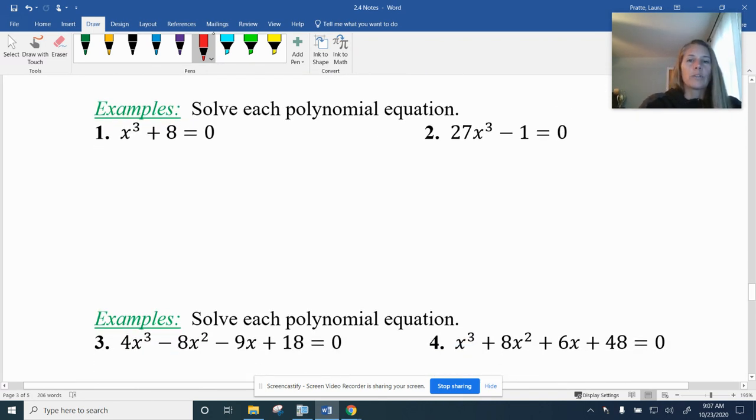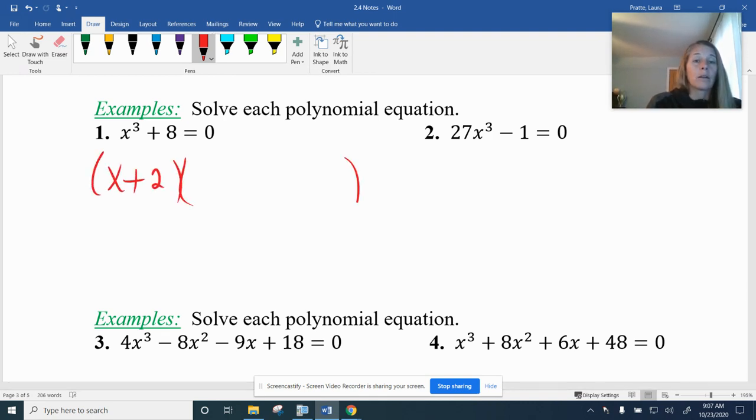All right, so solve each polynomial equation. So this first one here, we have the x plus 2. Remember that root there is going to be 2 cubed. And then the second part is x squared. Then you multiply 2 times x and get 2x, but it has to be the opposite sign. And then the last one, you're going to have a 4 because 2 squared is 4.